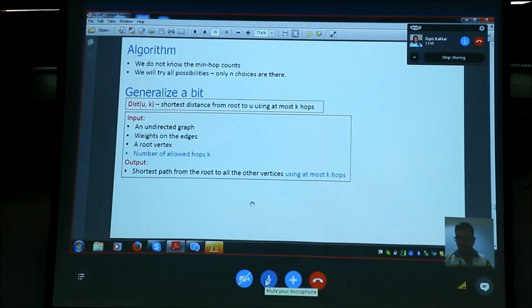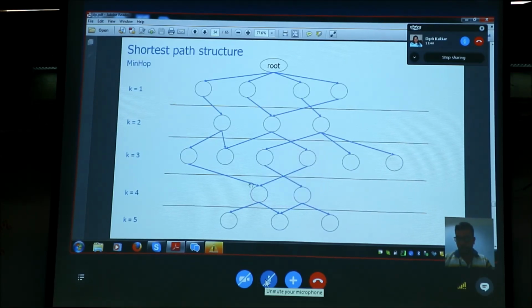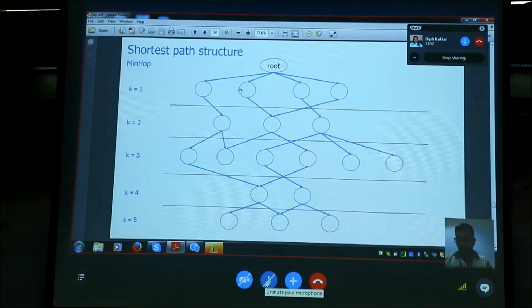So that is the slight generalization or tweaking. So k equal to 1, that problem is easy. It's just this first layer, right? All you have to look for is, am I a neighbor of root or not? If I am not a neighbor of root, I don't even have any chance, right? I can't do it with one hop, so it's infinity. Whereas if I am, there is only one way, just go from root to him, right? So that is the base case. k equal to 1 is easy. Just one straight hop.